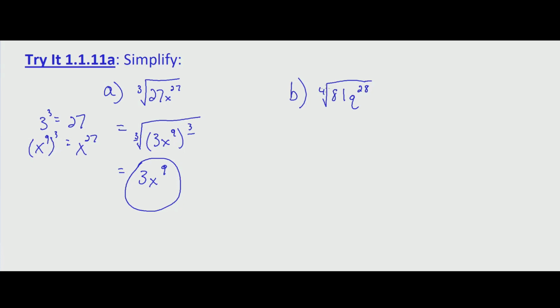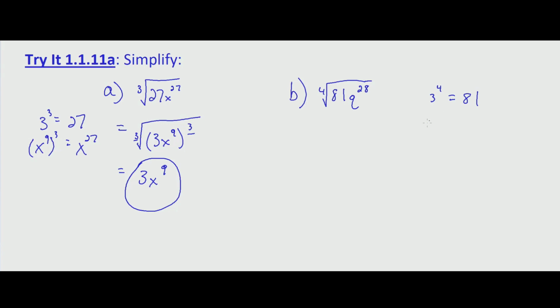Part B, we're looking at the fourth root of 81q to the 28th. So again, even index, but we want to look at what perfect fourth powers do we have that are underneath this radical that we can factor out. Well, we need to recognize that 3 to the fourth power equals 81. 3 times 3 is 9, times 3 is 27, times 3 is 81.